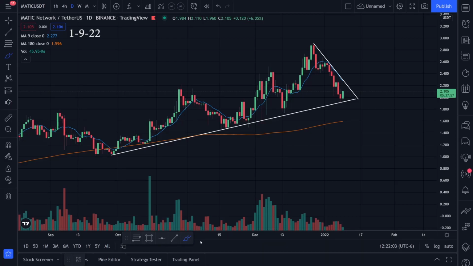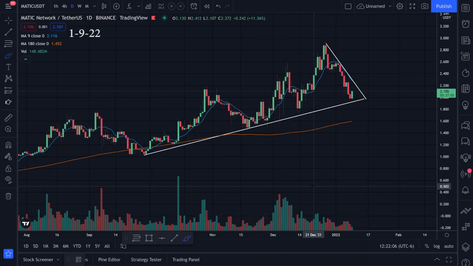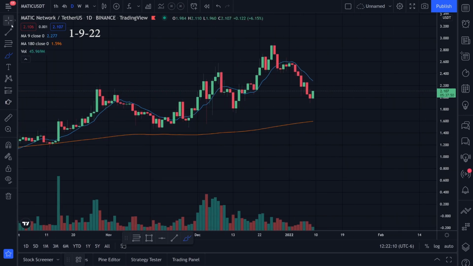Let's take a look at the chart action for MATIC. Alright, so here's what we're looking at. We're on the daily time frame right now, and these are the lines that I have drawn, but let's go ahead and delete that, and I'll show you what I'm looking at from scratch.